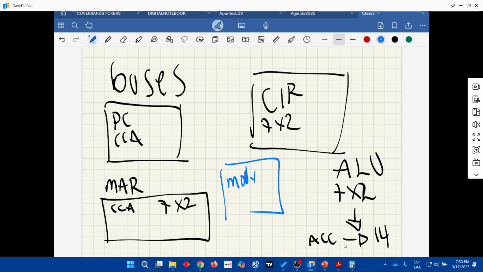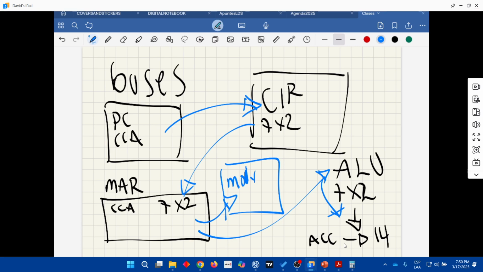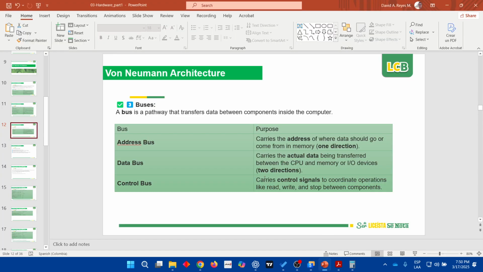MDR. So all this information needs to move between these components to be performed. So this is an arrow, another arrow, another arrow, another arrow, another arrow. So that means that the information is traveling in all the computer elements. So that information travels by using buses, and we have three buses: address bus, data bus, and control bus.